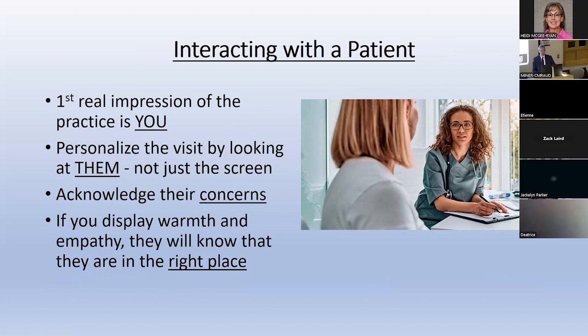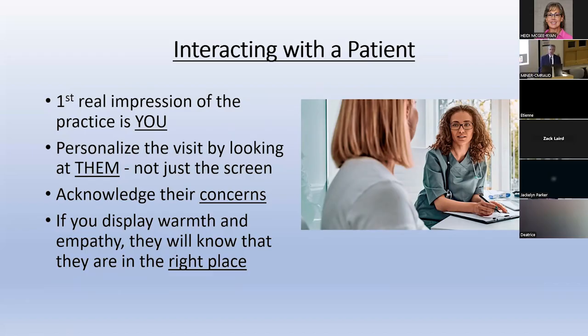You're the face of the practice, and the impression that you leave them with sets up the whole tone for the rest of their experience. So you have to remember that to make this personal with them. I started before electronic medical records came about, and I hated them. But it was face to face.